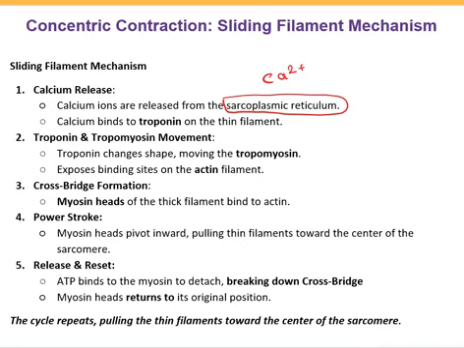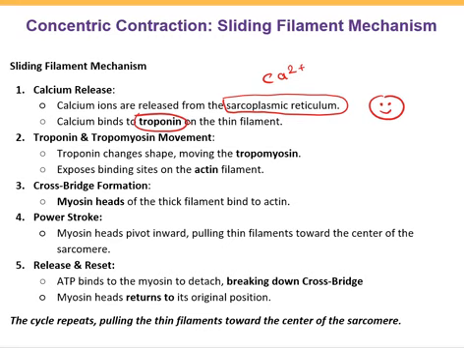Okay, so when calcium ion is going to be released from the sarcoplasmic reticulum, now guess who is going to be the happiest molecule in the world? If you said troponin, you're absolutely right. Troponin would be the happiest molecule after calcium is released, because the troponin is going to bind to the calcium ion. Troponin is a protein found on the thin filament.